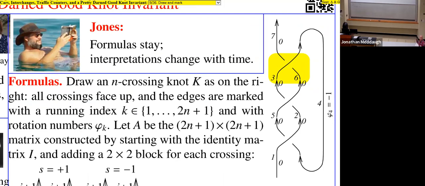Okay, so here it is. Here is a recipe how to compute an invariant. I should be having the timer pointing at me so that I'll know what time it is. Okay. So take an n crossing knot K, and draw it as on the right.